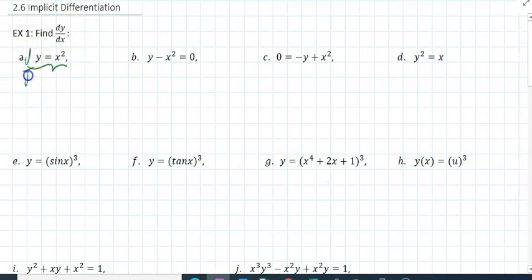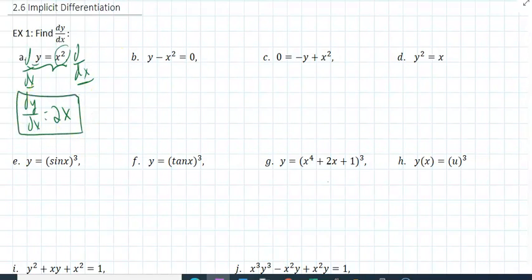What we did was we took d dx of both sides. Since the x doesn't match y, we picked up dy dx. That became like the norm. Since this matches, we bring the power down, subtract 1 from the power, and everybody's happy. So that's what we've been doing up till now.